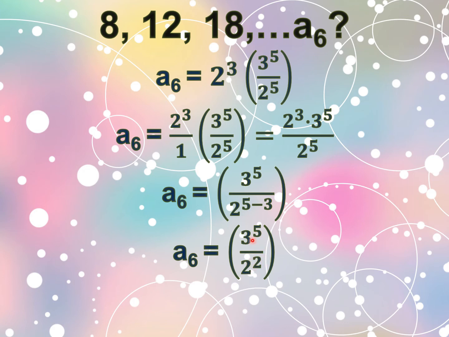Since we notice that they have different bases, we can no longer simplify. We will just multiply, or expand, the 3 raised to 5 over 2 raised to 2. So, 3 raised to 5 is 243 and 2 raised to 2 is 4. So, our a sub 6 is 243 over 4.